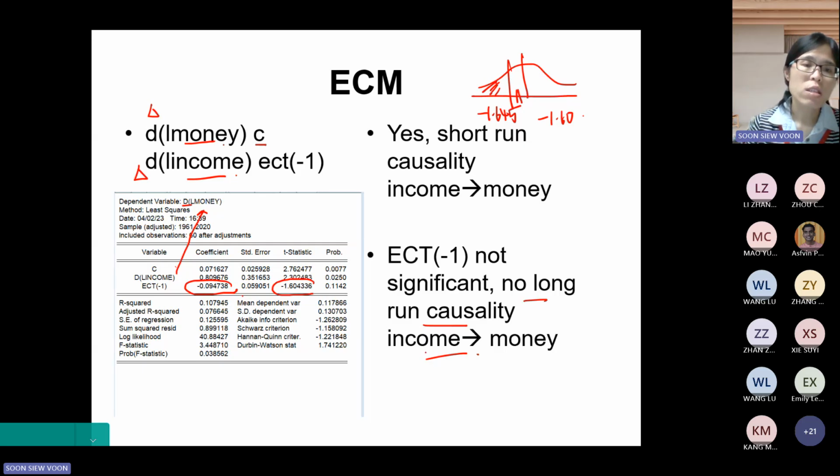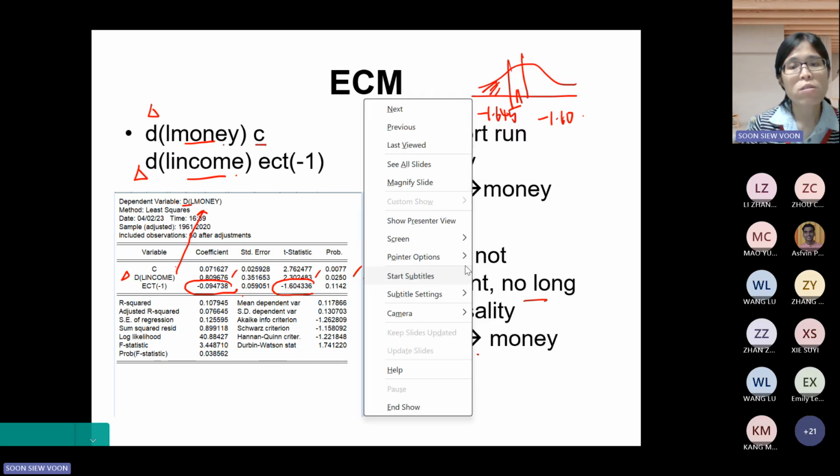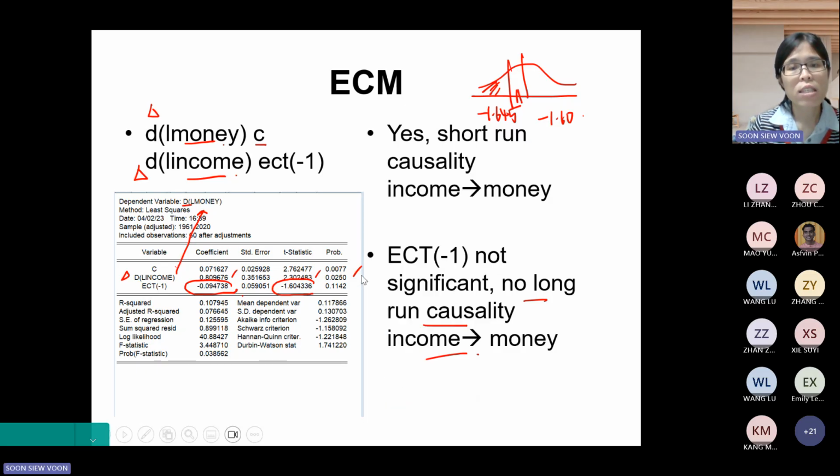So how about the short run? For the short run, we have to look at just the changes in income. The coefficient here, 2.30, is significant at 5%, 0.05, because the p-value here is lesser than the alpha value.